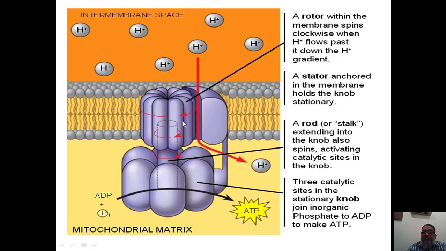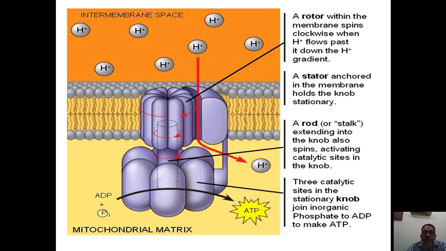One is the rotor. The rotor means within the membrane it spins clockwise. This rotor moves in a clockwise direction when the H ion from the intermembranous space moves through this tunnel in the F1 particle, inside into the matrix. Look at the picture. Coming from the intermembranous space, the H ions move. These H ions come from the electron transport chain system, which you studied in the previous slide.